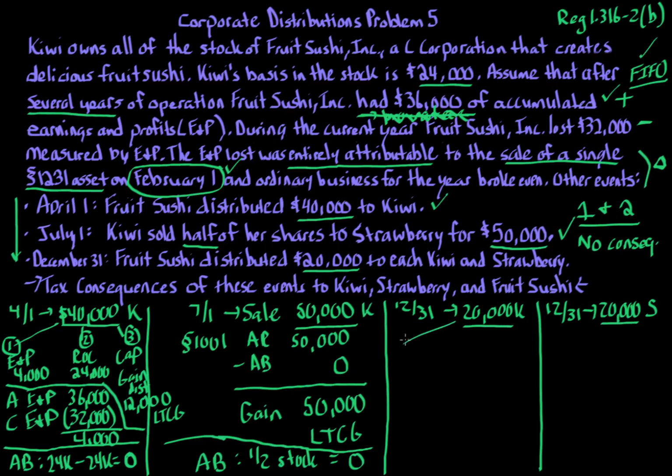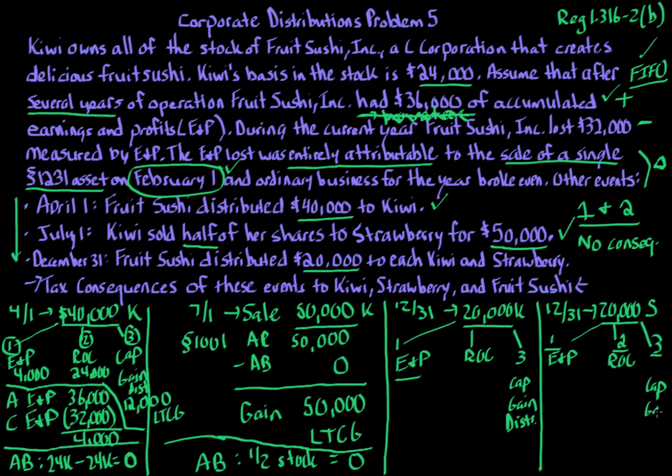So we have to determine how much of that is going to be EMP, how much is return of capital, and how much is capital gain distribution. Same thing with Strawberry. Have to determine how much is EMP, how much is return of capital, and finally, number 3, how much is capital gain distribution.